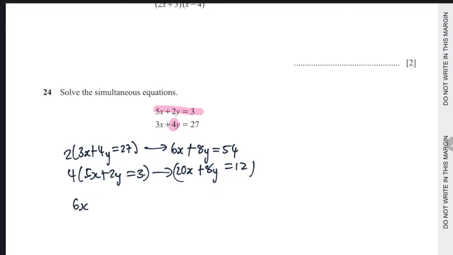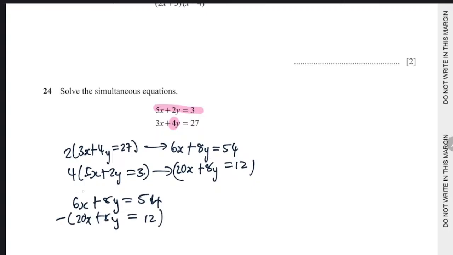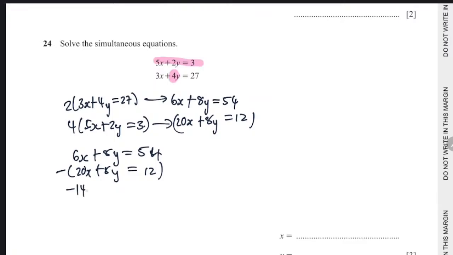If there were different signs, you'd add them. So it says 6x plus 8y is equal to 54, minus 20x plus 8y is equal to 12. You say 6 minus 20, you get negative 14 of x. 8 minus 8, nothing. 54 minus 12, that's 42. Then you say x will be equal to 42 divided by negative 14. Okay?